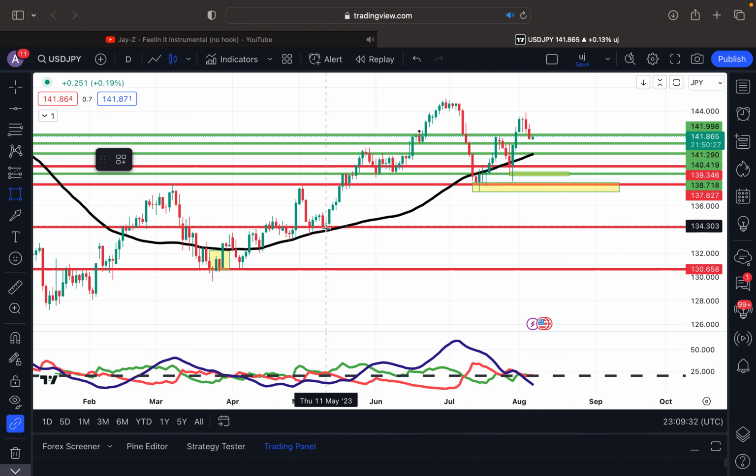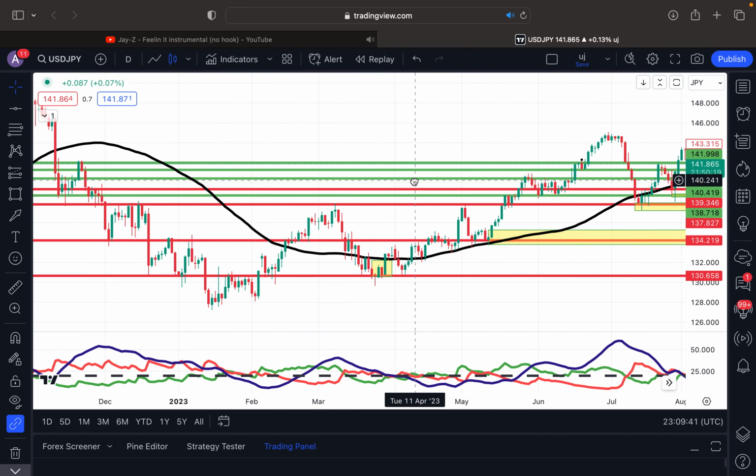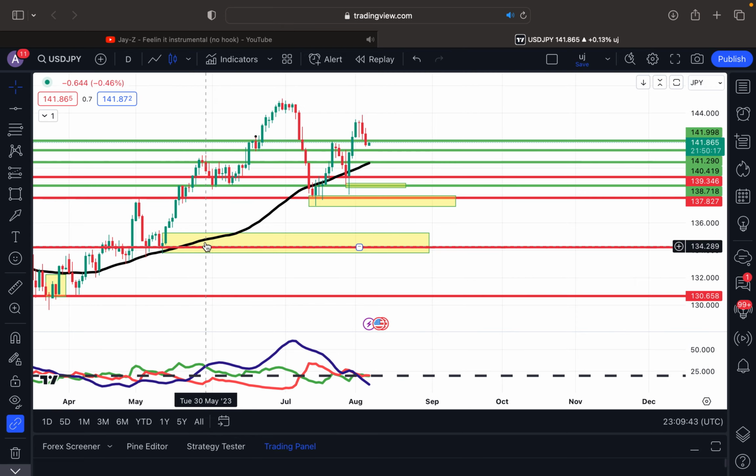So I'll draw another one right here. This is another area. So I would call these supply zones, supply support, whatever. And that's how you can use supply and demand, support and resistance to help with analytics.